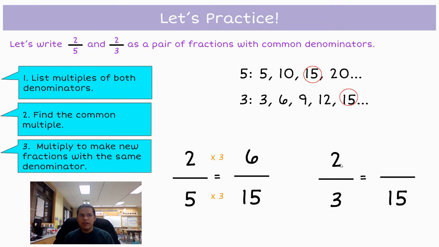Now, 2/3. How do I get from 2/3 to some number in the numerator with 15 down in the denominator? Well, 3 times 5 is 15, so I need to multiply 2 times 5, which is 10. So 2/3 is equivalent to 10/15. Now, let's make sure we have our fractions. Let's write 2/5 and 2/3 as a pair of fractions with common denominators. 6/15 and 10/15 are our fractions with common denominators.